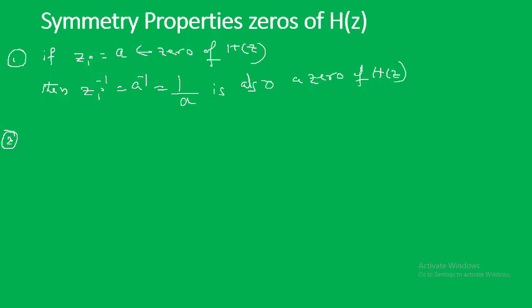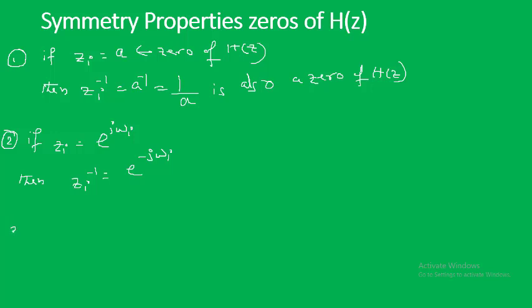The next property says that if zi, that is equal to e to the power j omega I, is a zero of h of z, then zi inverse, that is equal to e to the power minus j omega I, is also a zero of h of z.